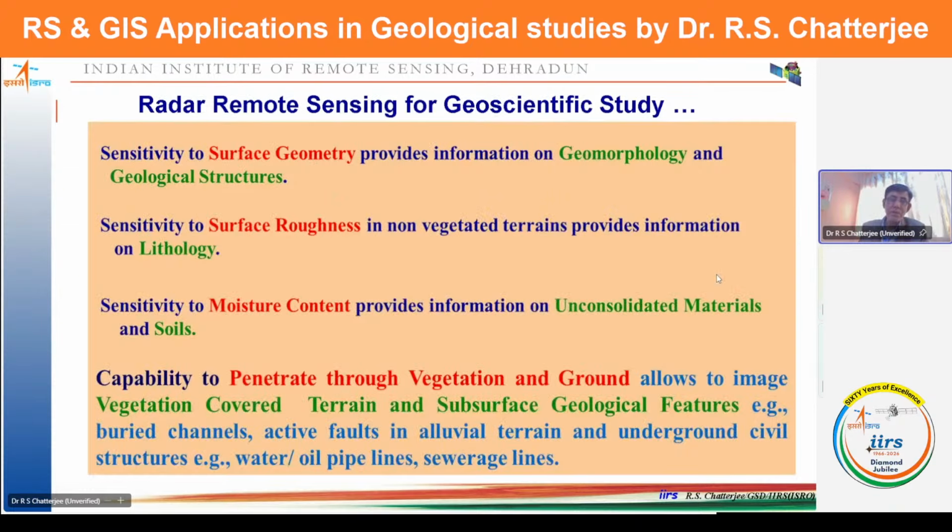Okay. Now see, radar has certain properties. Because of that, it is much more useful in geological studies. I mean it is not better than optical or better than thermal. It is not like that. So optical has a lot of advantages. Thermal has certain applications. Similarly, microwave and radar has certain unique areas of applications. But all together, it is something more. Okay, a lot more. So what are the properties in case of radar, microwave radar remote sensing? It's sensitive to surface geometry because of its side-looking geometry itself.